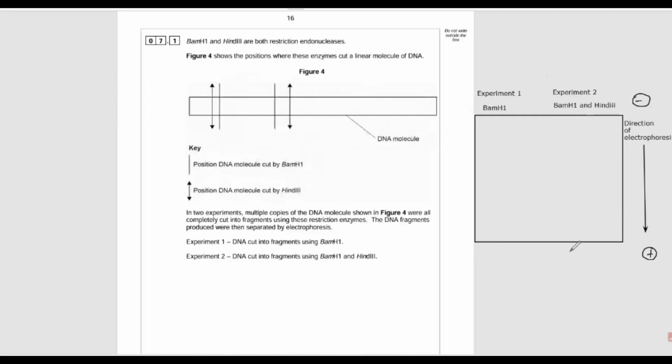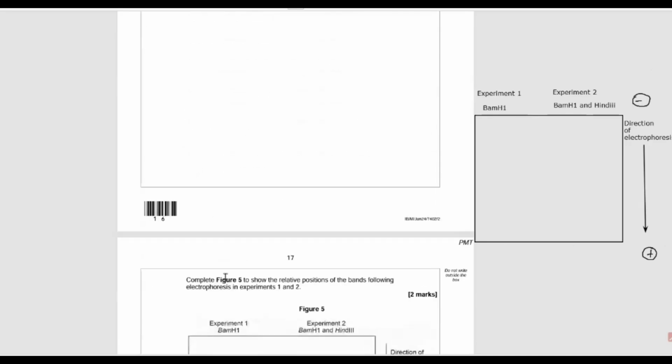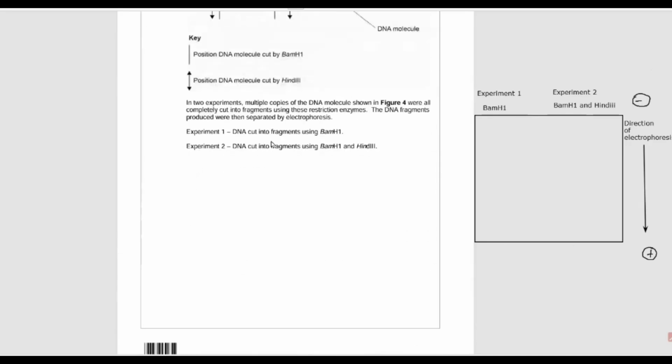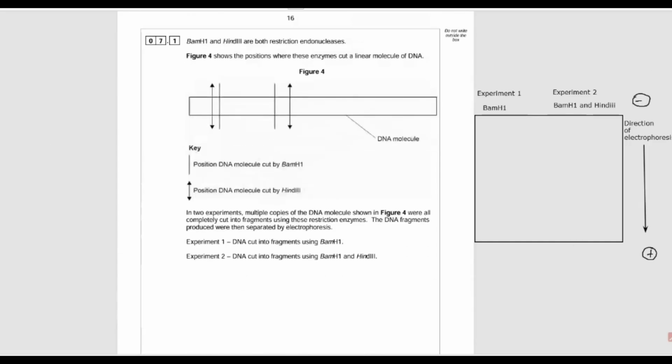If you haven't seen one of these electrophoresis diagrams before, what you've got to do is draw lines where you think the different fragments would move. Remember, DNA is negatively charged, so it's going to move from the negative electrode to the positive electrode through the gel. And the smaller the fragment, the further it's going to move. So complete figure 5 to show the relative positions of the fragments with each of the two experiments. Experiment 1 is circled here in pink, using BamHI.